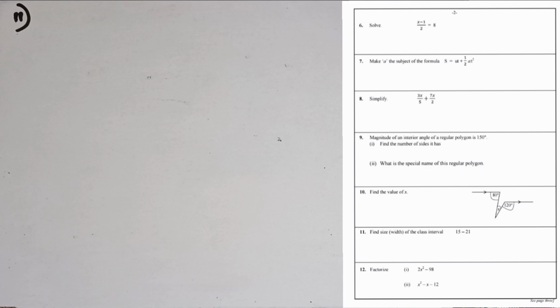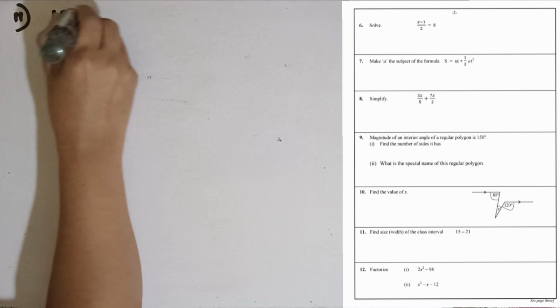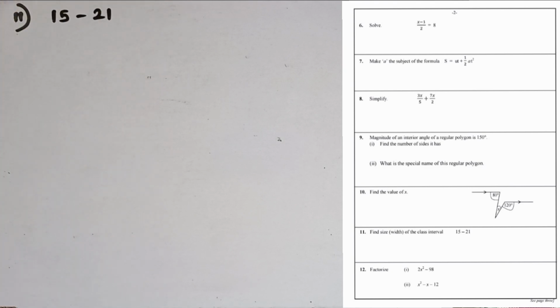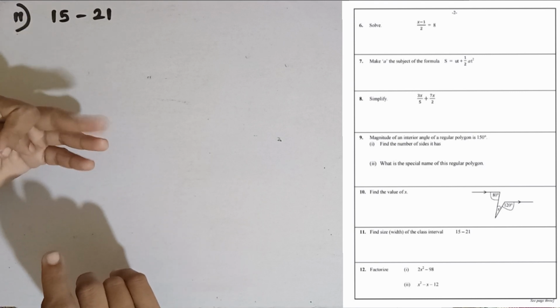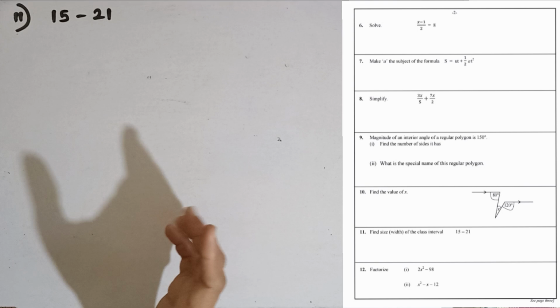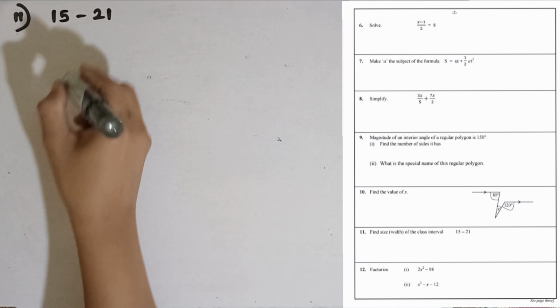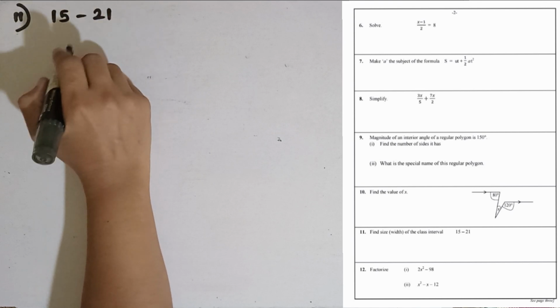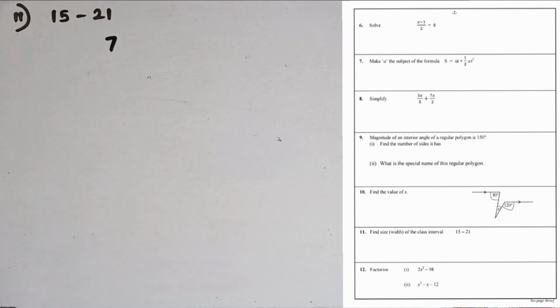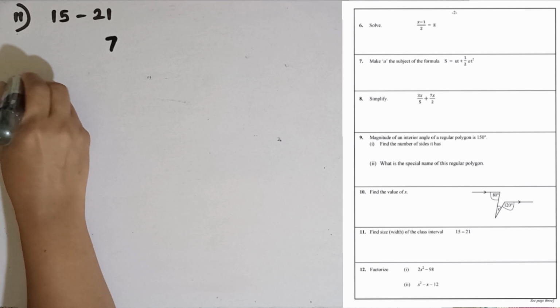Question number 11. Find the class size. That means the width of the class interval 15 to 21. In 15 to 21, let's count the number of data that we can include in this class interval: 15, 16, 17, 18, 19, 20, then 21. So 7 data can be included in it. So the class width of this class interval is 7.